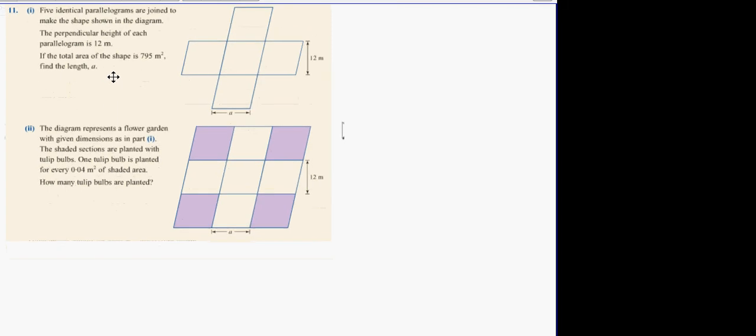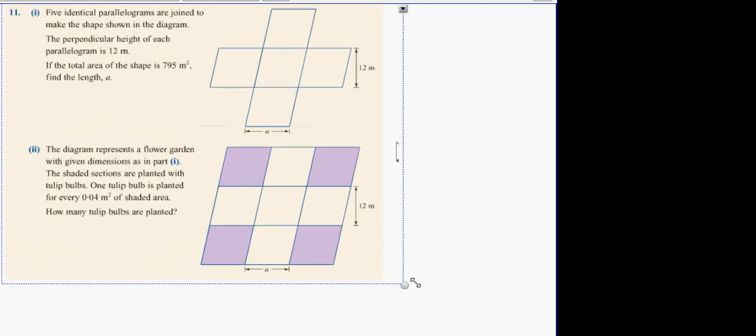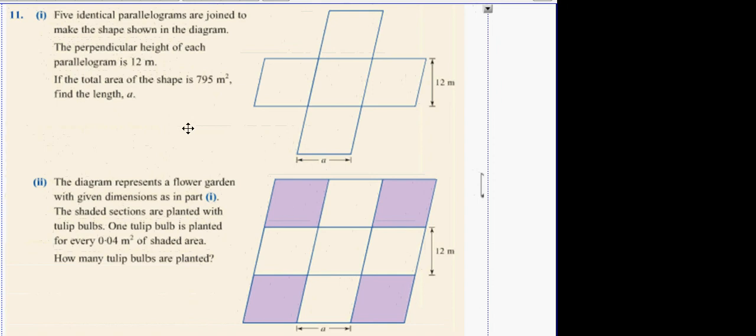Okay, Orson. 5 identical parallelograms are joined to make the shape shown in the diagram. The perpendicular height of each parallelogram is 12 meters. The total area is 795 meters squared. Find the length of A. How are you going to go about doing that?